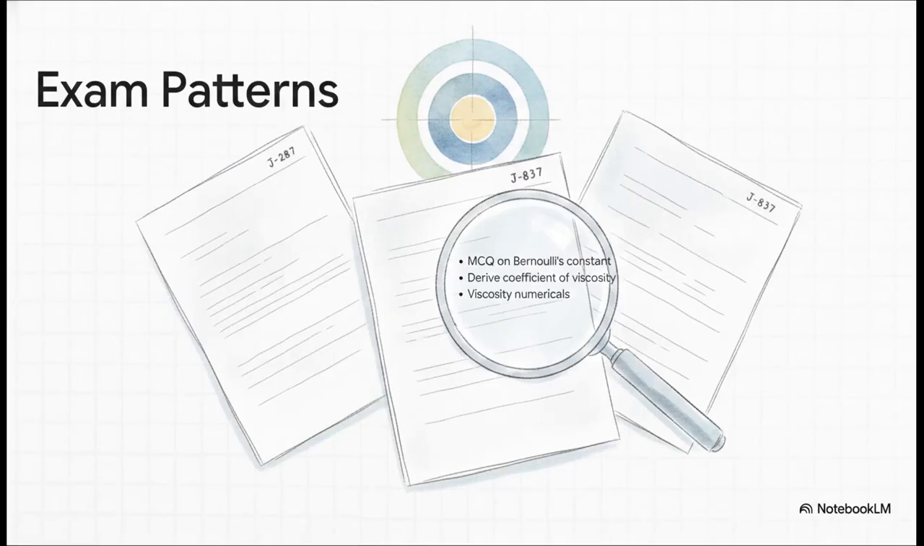Let's look at the hard evidence here. Notice the pattern from recent papers. In paper J287, they tested the energy concept in Bernoulli's for an MCQ and then asked for a 2-mark derivation using Newton's law of viscosity. Then, in paper J837, they hit students with a 2-mark numerical on finding the coefficient of viscosity for glycerin. Viscosity in Bernoulli's? Absolute high-yield targets for sure.